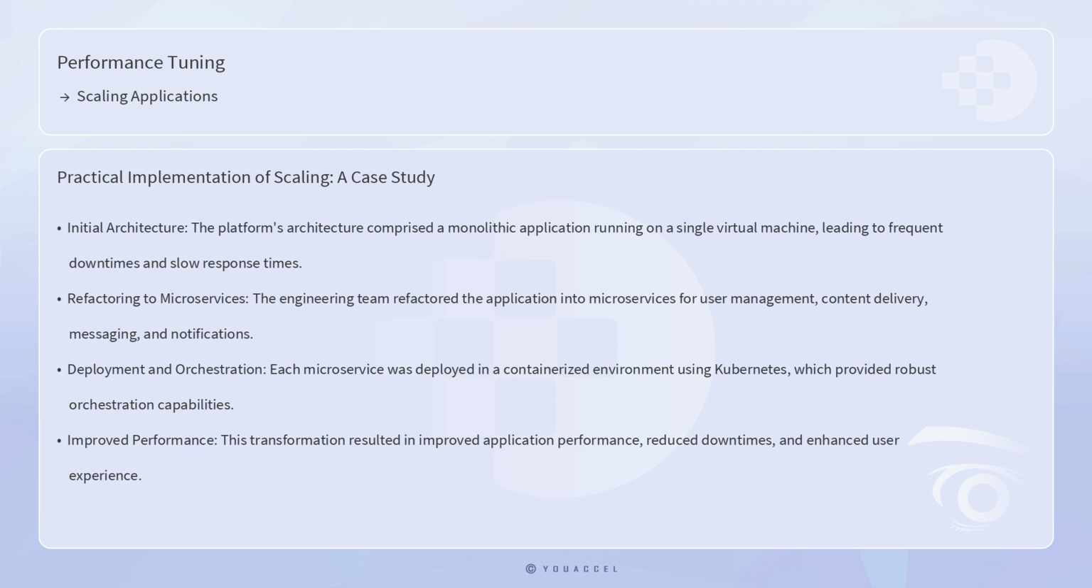Auto-scaling policies were configured to scale individual microservices based on specific metrics, such as the number of active users or the volume of content uploads. Additionally, a load balancer was implemented to distribute incoming requests evenly across the microservices. This transformation resulted in improved application performance, reduced downtimes, and enhanced user experience, demonstrating the efficacy of a well-planned scaling strategy.